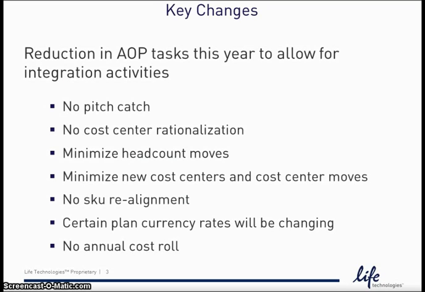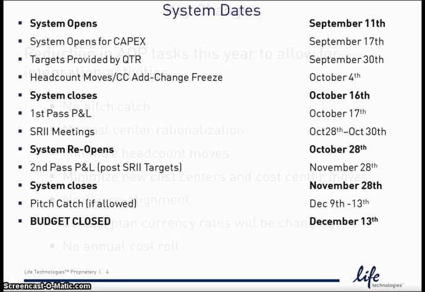The key change this year: we want to reduce the amount of tasks for AOP to make way for integration activities. That means no pitch catch, no cost center rationalization, minimize headcount moves, minimize new cost center and cost center moves, no SKU realignment, only reset a handful of plan rates, and no annual cost roll.